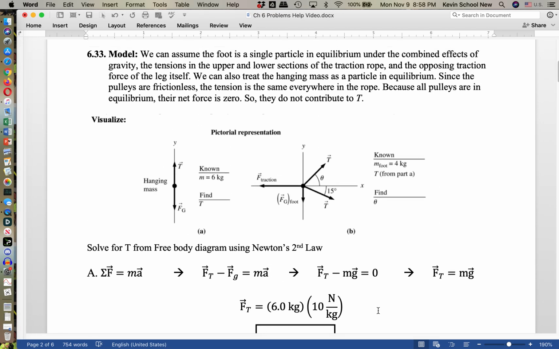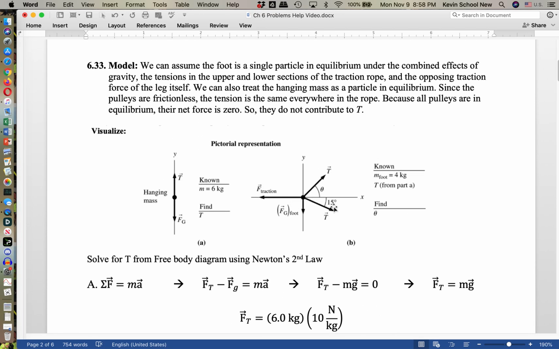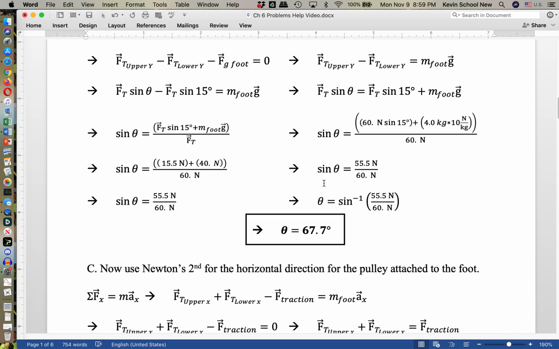And it looks like from the picture that that angle is bigger than 15. So that should make sense, that this is a bigger number than 15, because this upward force has to balance the foot's gravitational force and the downward pull of the y component of this tension force. Those two together have to equal this upward force. So we need more of the tension force going upwards on the top half of that.